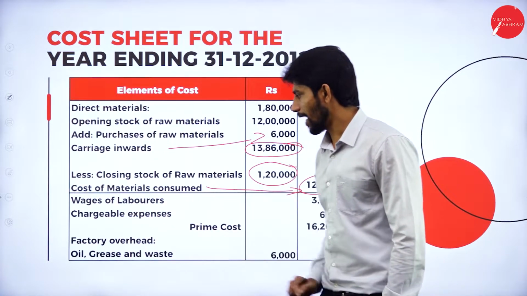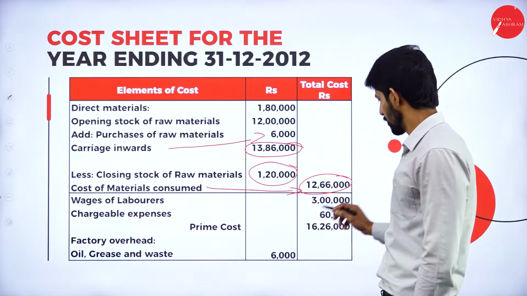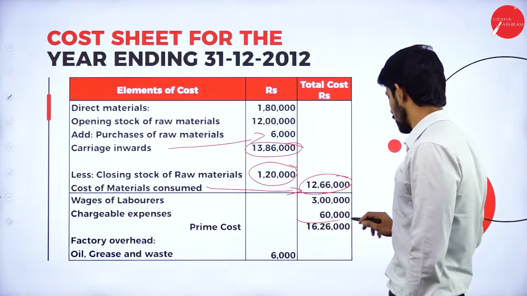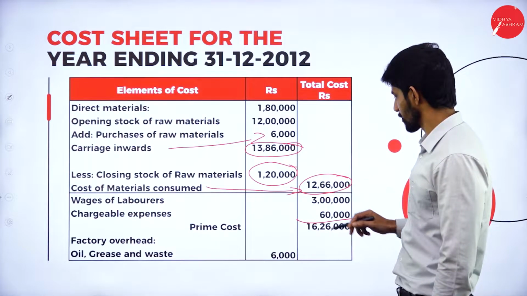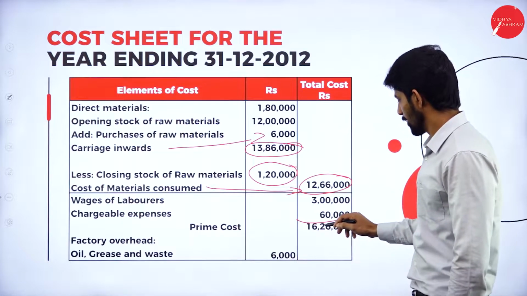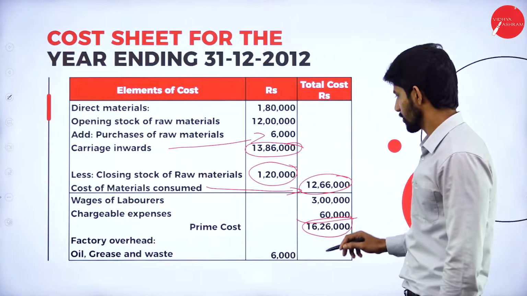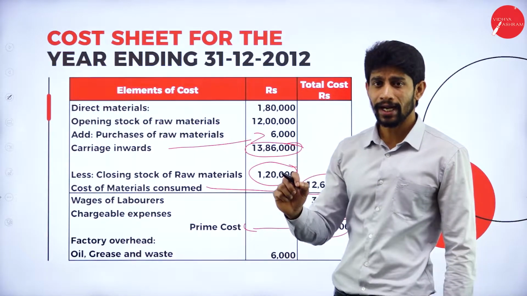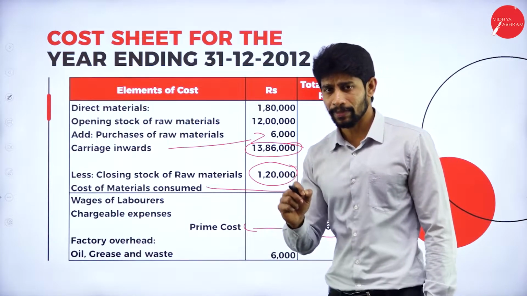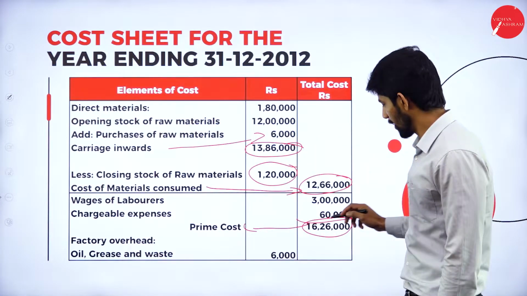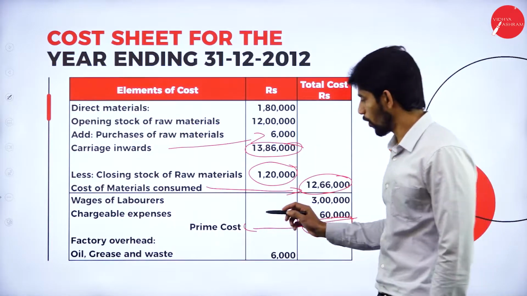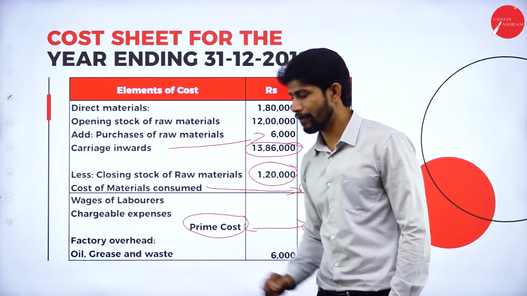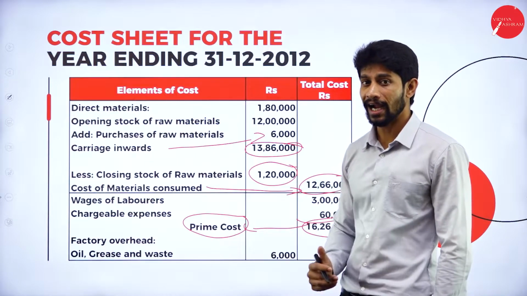Next, add wages of laborers 3 lakhs and chargeable expenses 60,000. So total these three items, that is 12,66,000, 3 lakh and 60,000. You will get 16,26,000. This is called what? Prime cost. So if you add direct wages, direct material and direct expenses, you will get some value. That value is called prime cost. So for prime cost, add factory overhead.